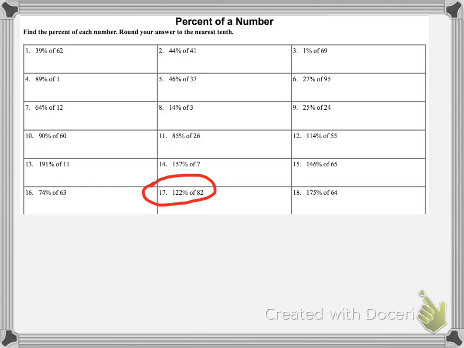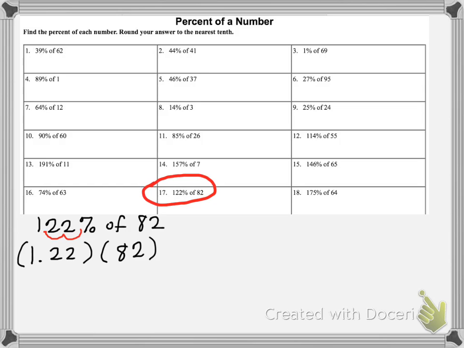So I follow the same process. I'm going to have 122% of 82. I have to move my decimal 2 places to the left. So I go 1, 2. So now I have the problem 1.22 times, I can use parentheses also instead of the dot, times 82. So now I have to actually do the multiplication.